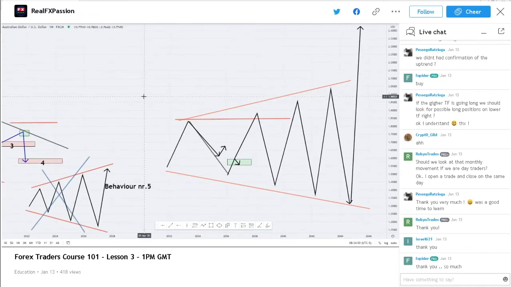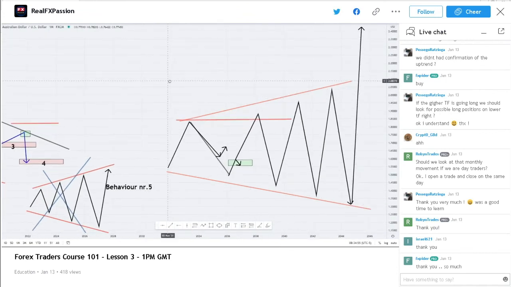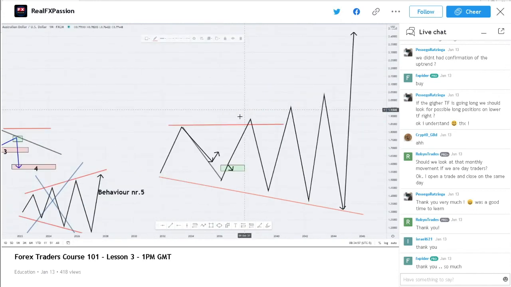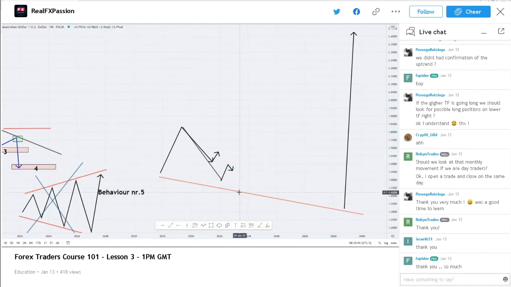And Robin is asking, what if there is chaos within uptrend and downtrend? We are going to learn, everybody, in the future. So I'm going to explain just briefly. Okay, so let's delete this and delete this. Delete.